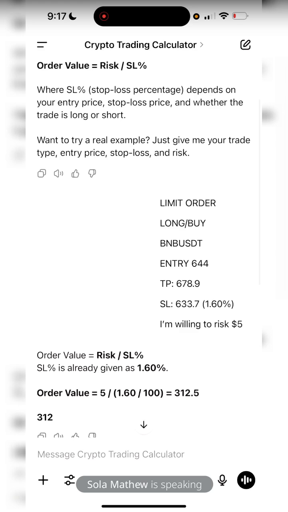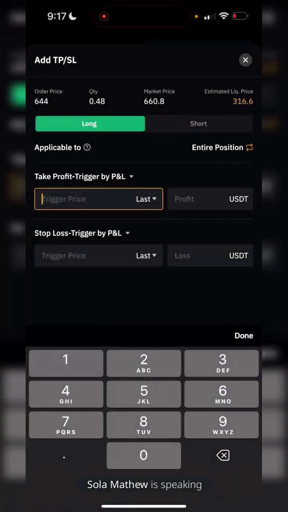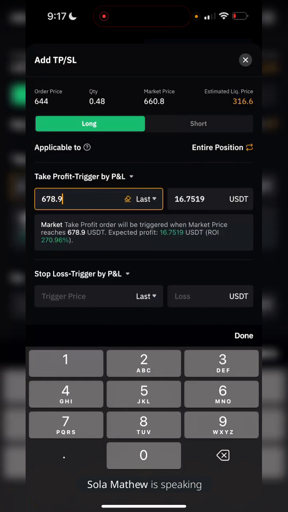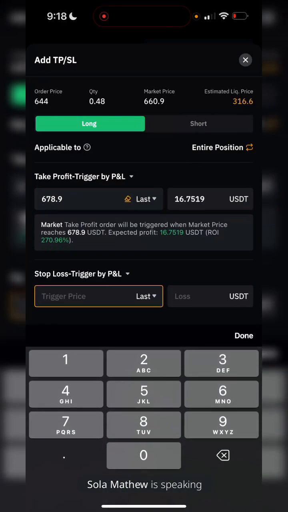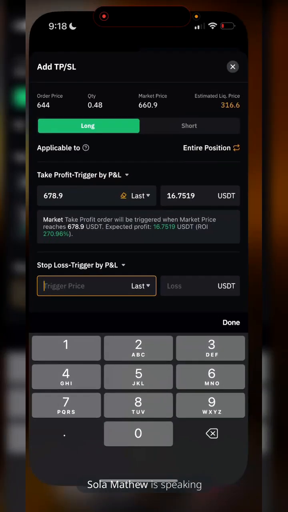TP is the take profit 678.9. Can you see? So because I am risking very little, if this trade happens to work, you look at this place where it says market take profit order will be triggered when market price reaches 678.9. Okay, expected profit. Can you see 16.75? Because I'm risking just $5. All right, 16.75. Then here, stop loss.